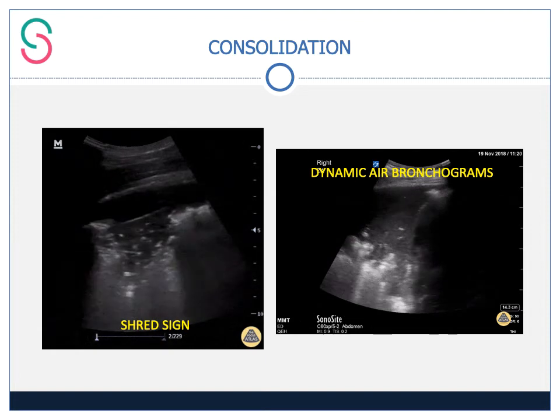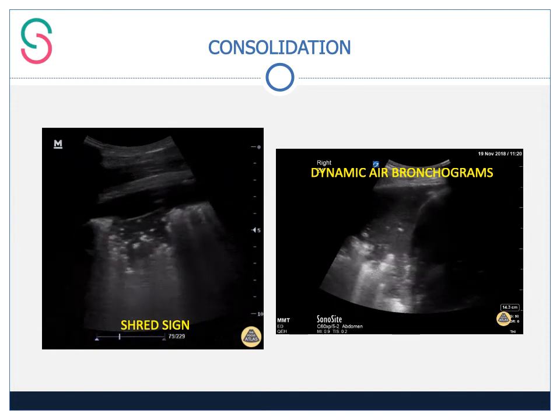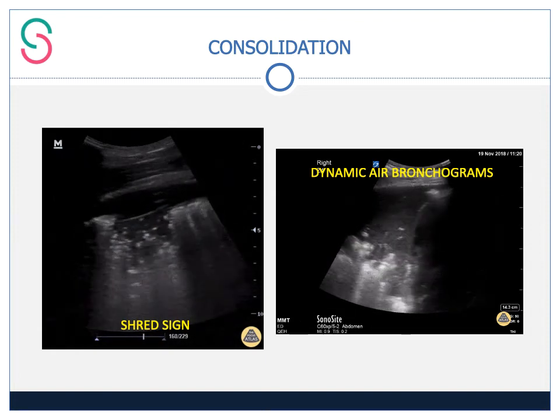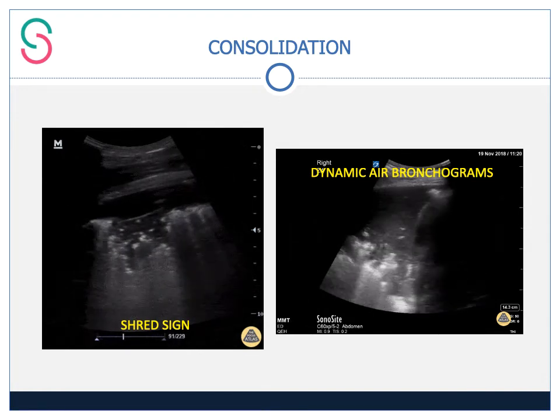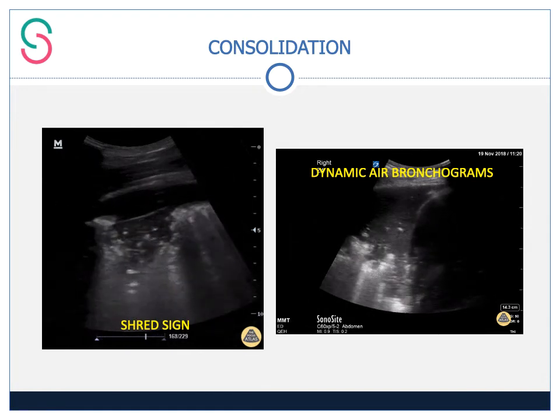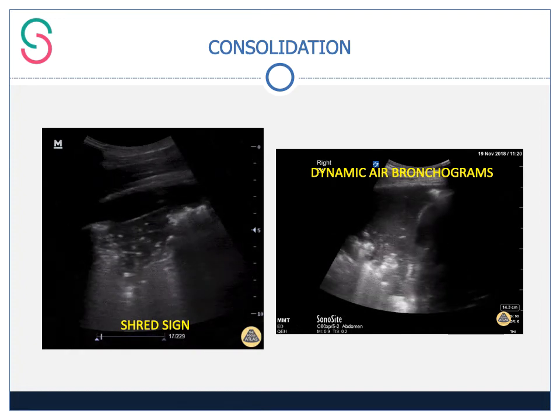ultrasound. And on the right-hand image you can actually sometimes see dynamic air bronchograms where you see little bubbles of air shown as these little hyperechoic dots moving through the consolidated lung.